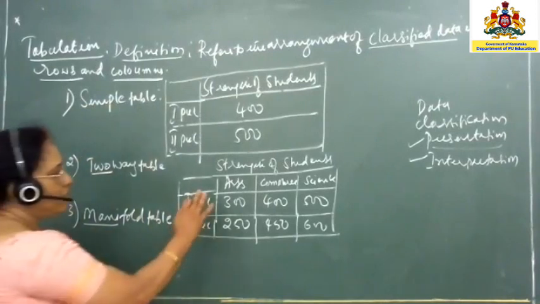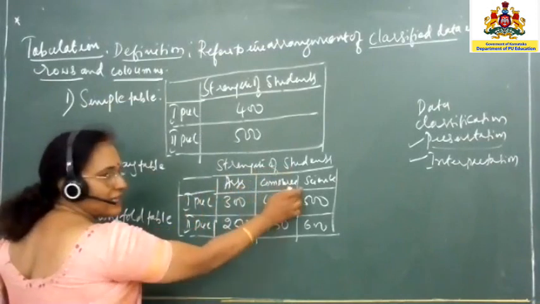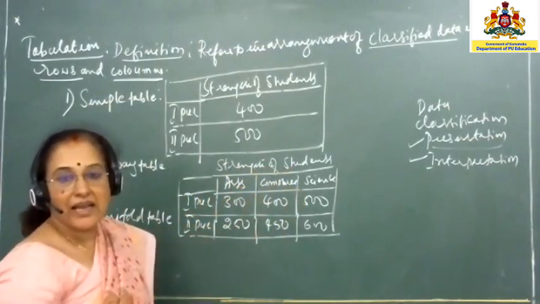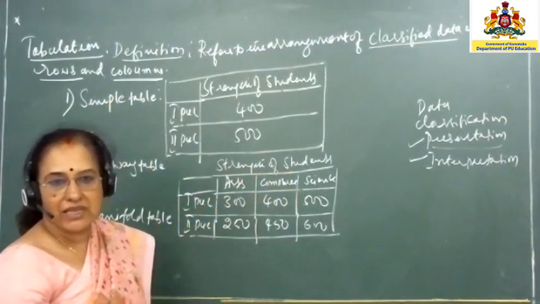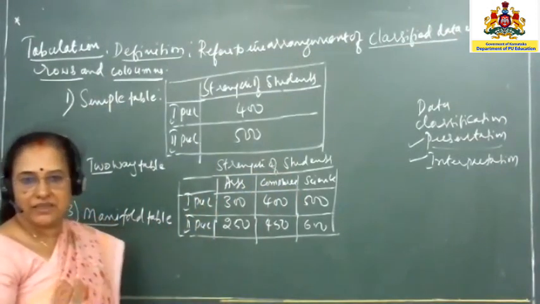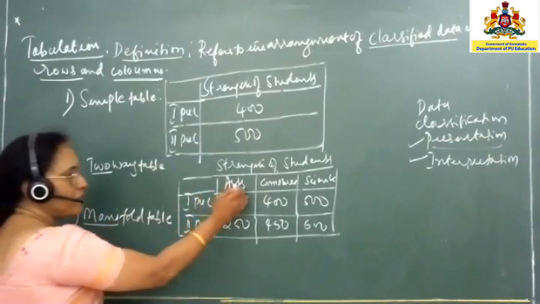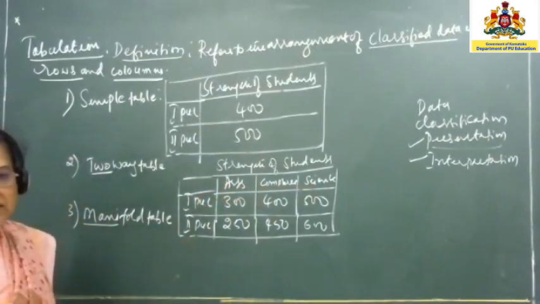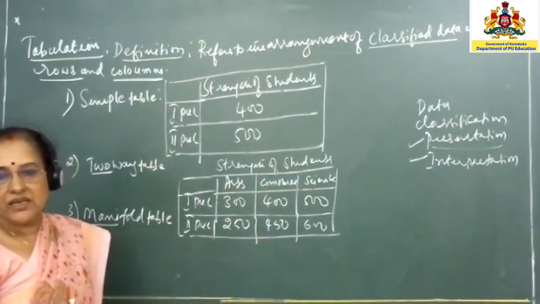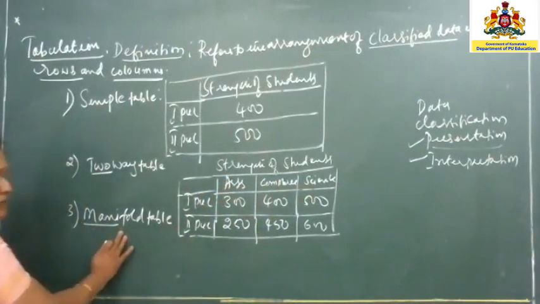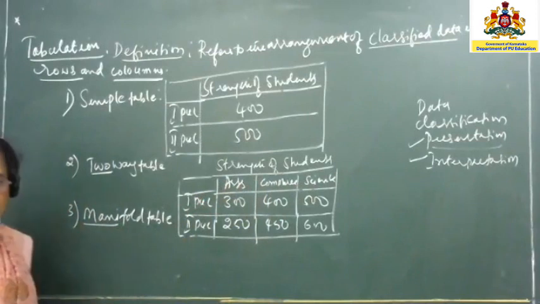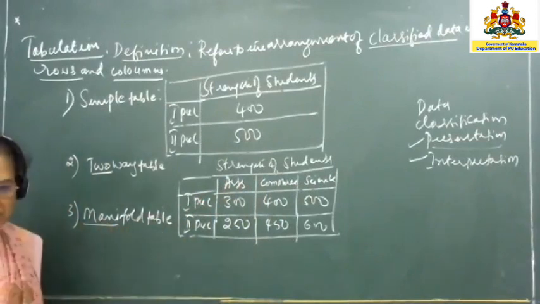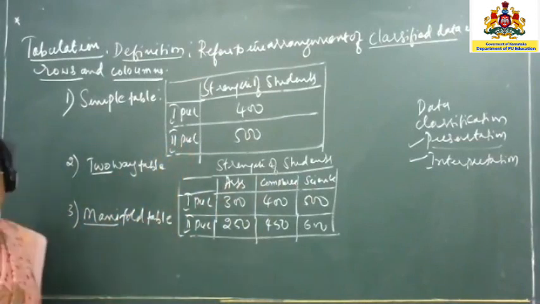For example, you can have strength of students in faculty, in class, along with the class, you may have even languages offered. Languages means you can have Kannada, Sanskrit, Hindi. Otherwise, say for example, arts, commerce, science, first PUC, second PUC, along with the year, 2019, 2020. If that is the case, it becomes a manifold table. For you in the syllabus, you will be dealing mostly with the manifold table. We will discuss that in general.